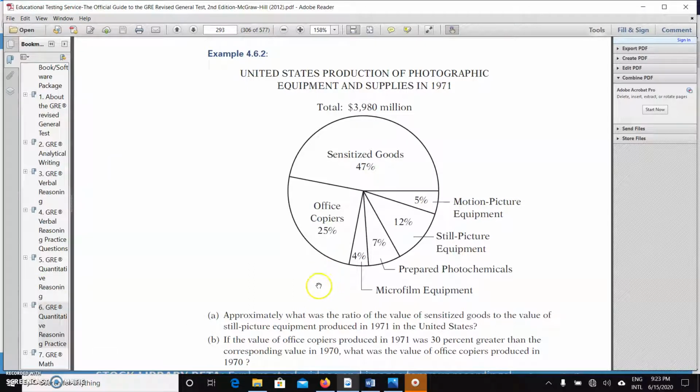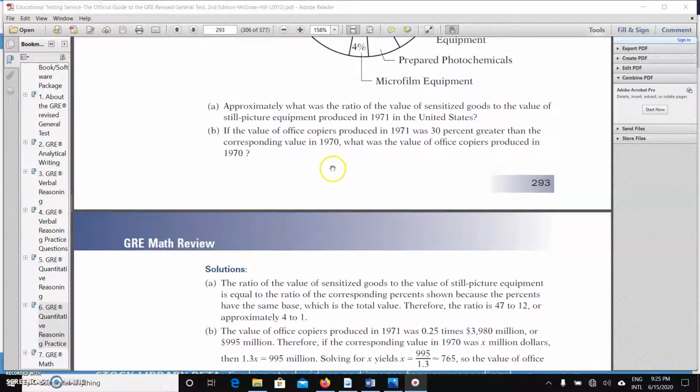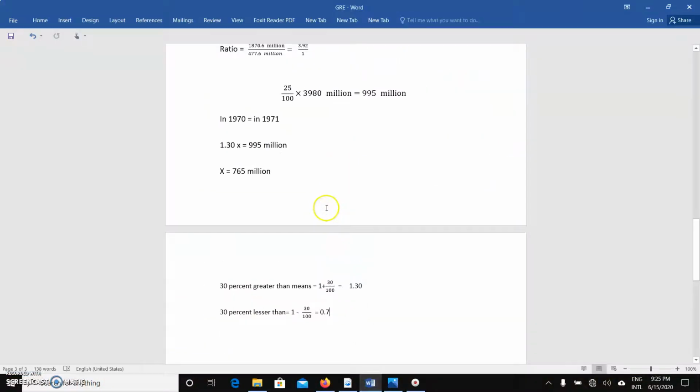So I was just explaining the second part of this question. They said if the value of office copier produced in 1971 was 30% greater than the corresponding value in 1970, what was the value of the office copier produced in 1970? Now, if we understand that the value of that is quite greater than that, let me just show you some stuff.